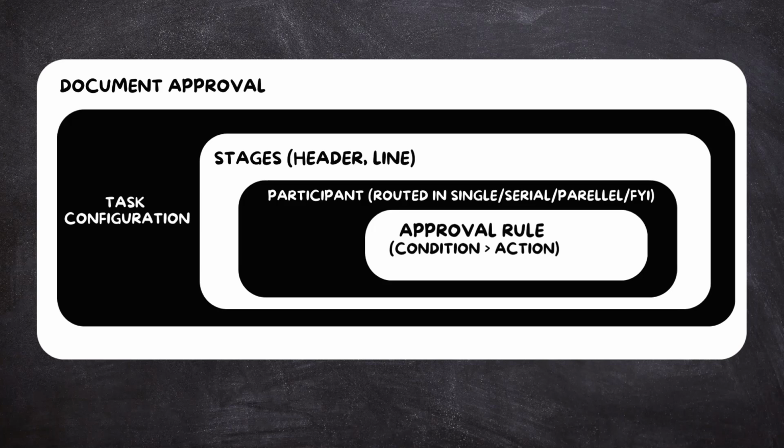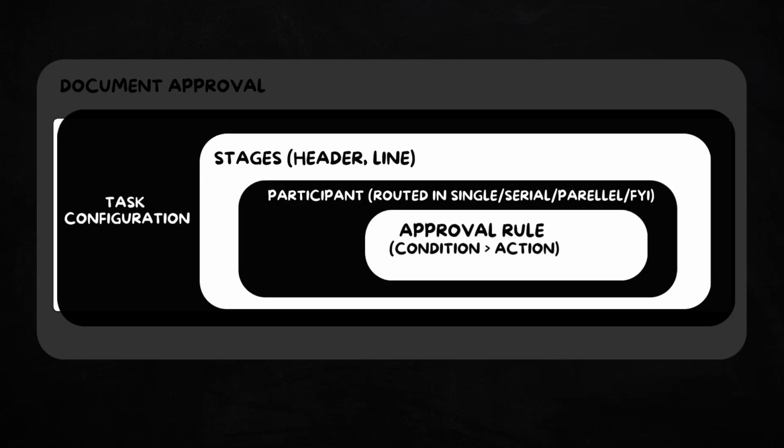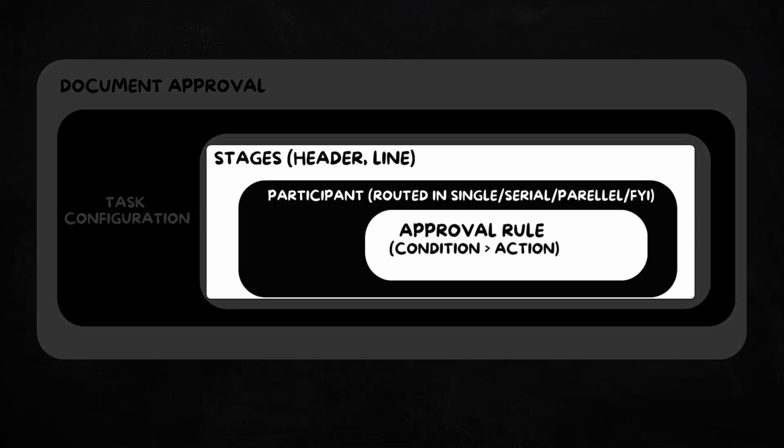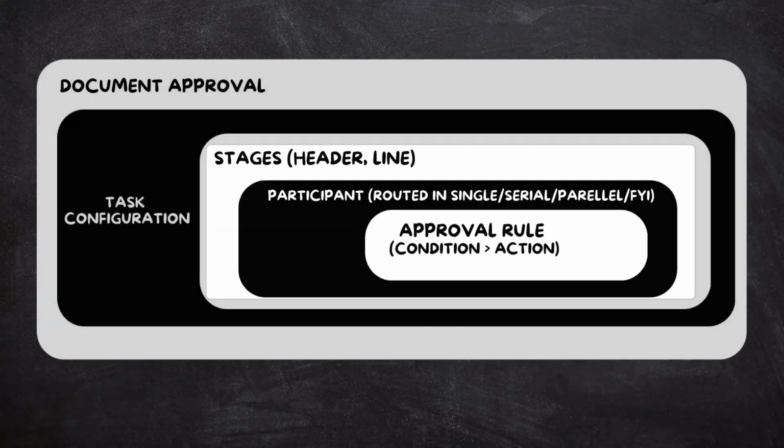In Oracle Fusion, the approval process for documents like journals, invoices, and purchase orders is structured around tasks, stages, and rules. Here is a simple breakdown. Each approval task consists of stages like header and line. These stages group approval rules logically. All approval actions within one stage must be completed before moving on to the next stage.